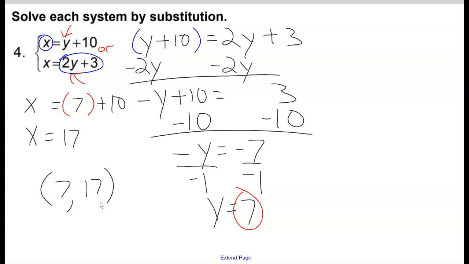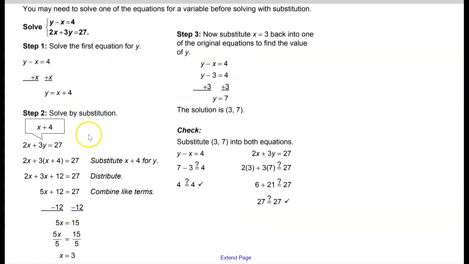So that's great when it's already solved for one of the variables, but sometimes it's not. And I'm going to show you what to do in that situation. So here, they show you y minus x equals 4 and 2x plus 3y equals 27. They're both in standard form. So you have to change one of them so that y is equal to x plus 4. Now there's a different way to do it where you don't have to change it, and I'm going to show you that in a future video.